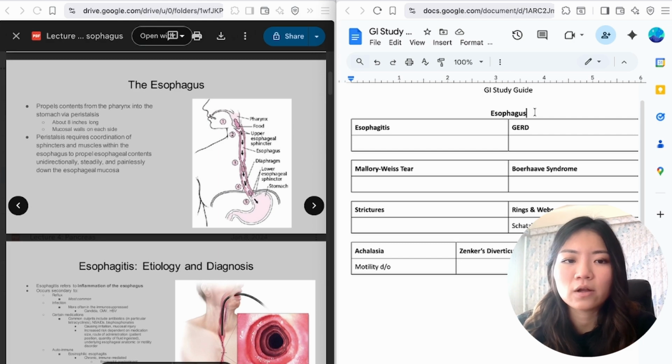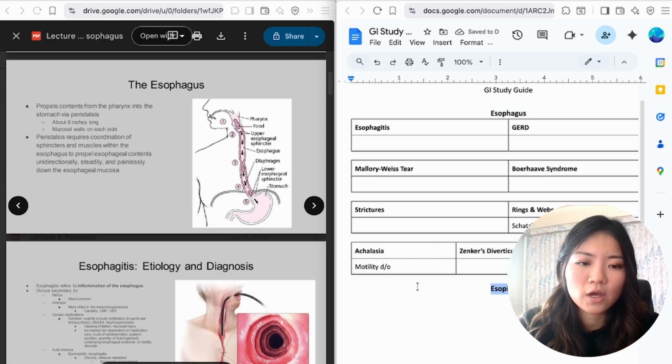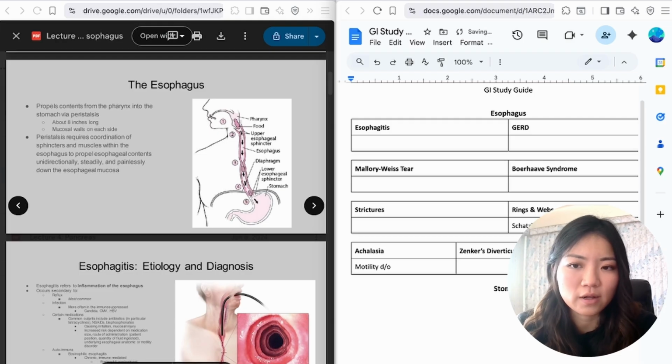I just put in the title. Each section obviously will be whatever the condition is. So the next one, for instance, would be stomach. So once I got to that slide set, I would repeat this process.